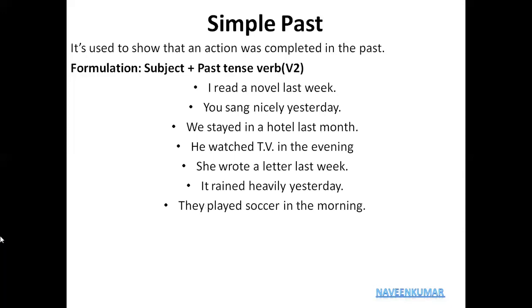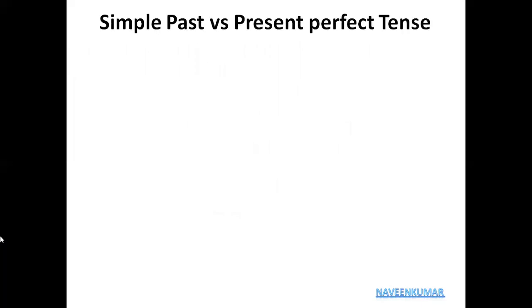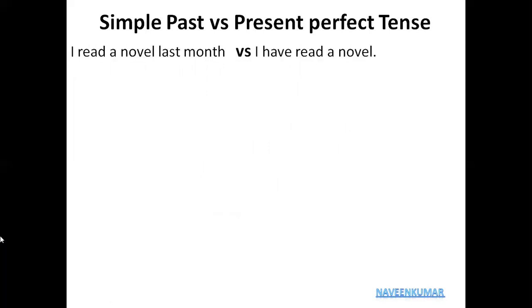So let's see the confusion between simple past and present perfect tense. Many people get confused between simple past and present perfect tense. In the place of simple past, they use present perfect, and in place of present perfect, they end up using simple past. So let's see a few examples. I read a novel last month. That is simple past. I'm mentioning when that action got completed.